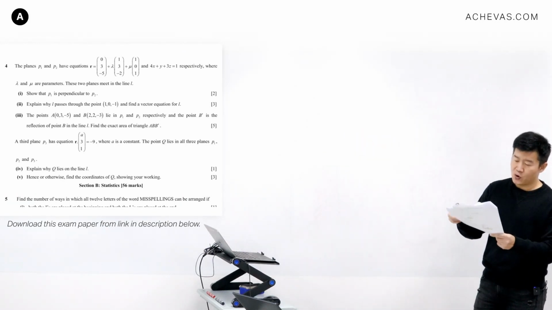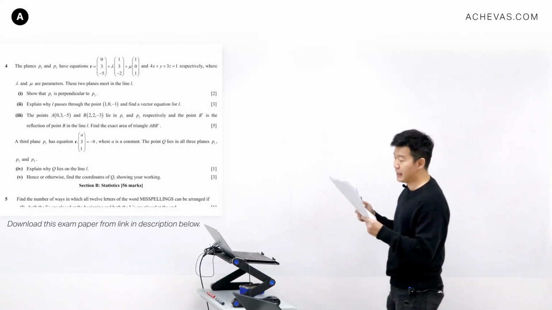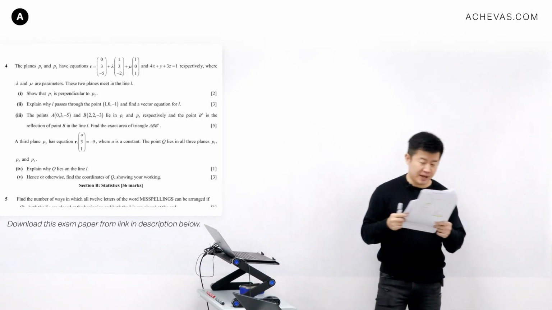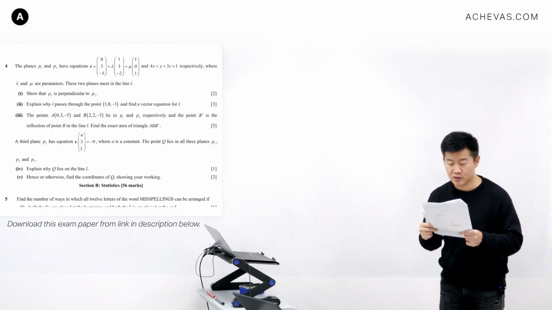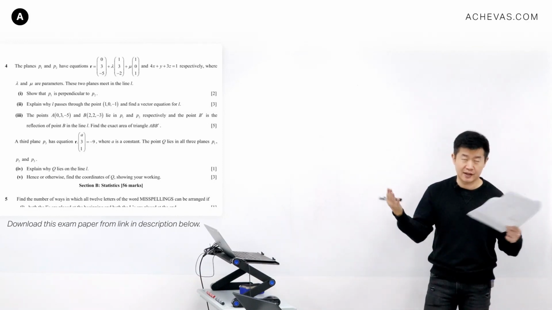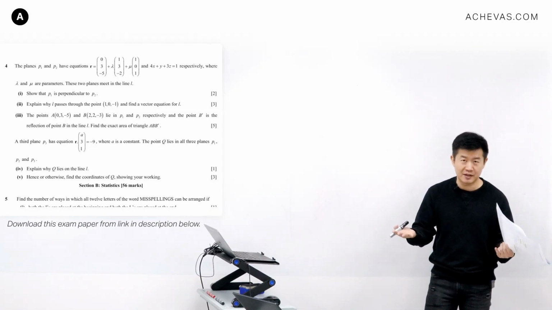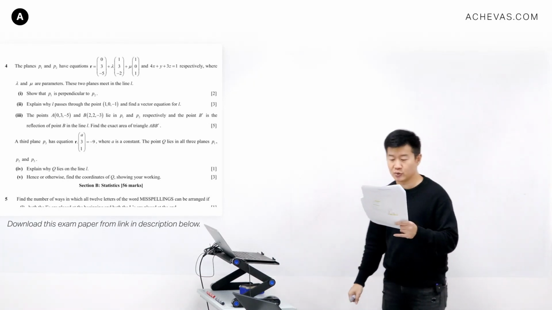Okay, for question number 4, we are given 2 planes, P1 and P2. In the first part, we are supposed to show that P1 and P2 are perpendicular to each other. I guess this is easy. We just need to take the 2 normal vectors and dot them together. If the result of their dot product gives me a 0, then they are perpendicular to each other.